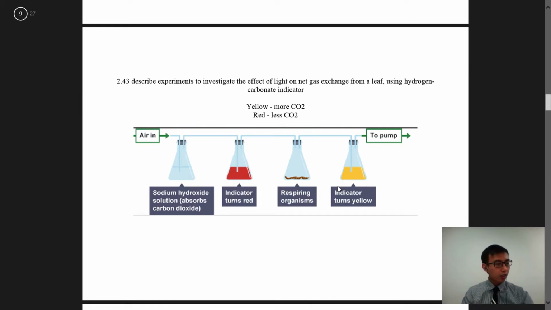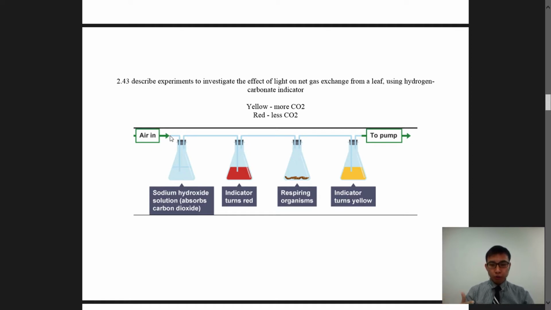So moving down here, you have to know that you can use an indicator, and this is the hydrogen carbonate indicator. Basically when it's yellow, there's more CO2 present, and when it's red, there's less CO2. So let's look at this apparatus. You have air coming in. This air is going to contain both O2 and CO2.